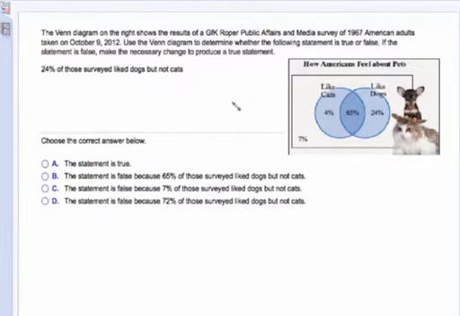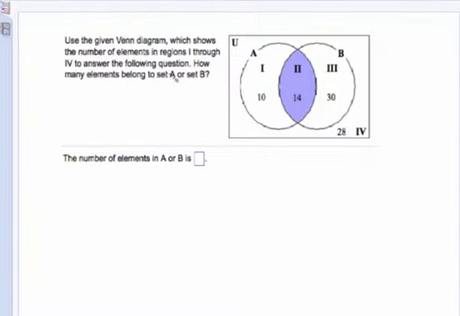We're looking at dogs and cats again, and it's saying 24% of those surveyed liked dogs, but not cats. This is the whole set of dogs, but remember this 65 in here is going to be both. So the 24 is just the dog lovers. The statement is true. All right, this one asks, how many elements belong to set A or to set B? Or means union, so if we just unite all of this together, that means add this up. 24 plus 30 is 54.